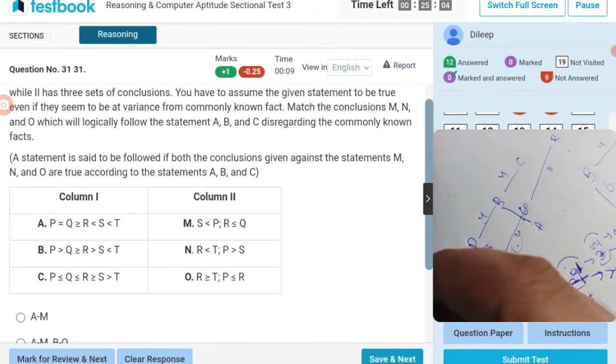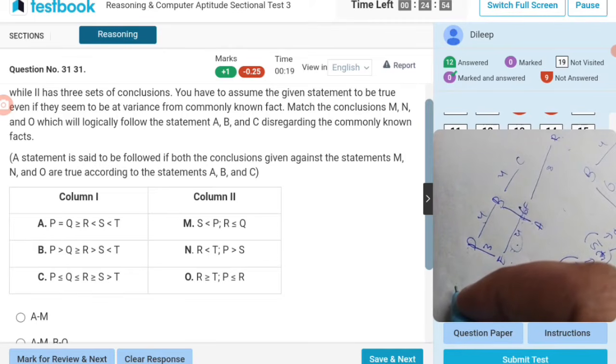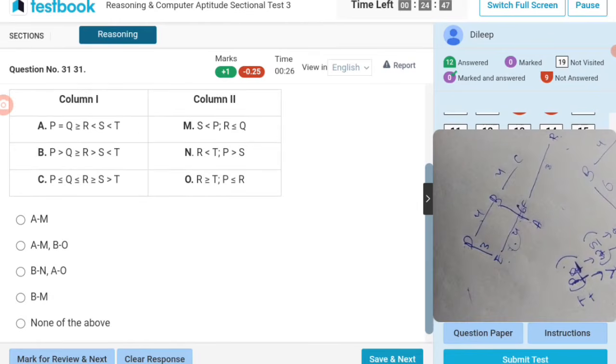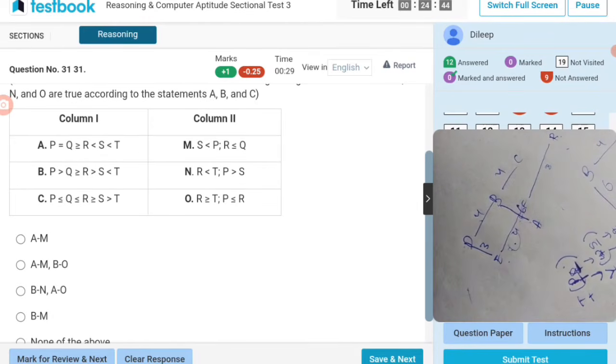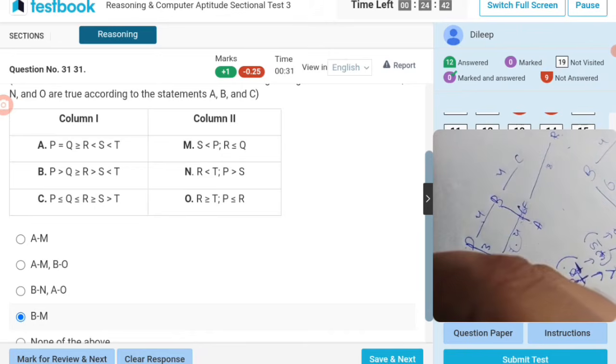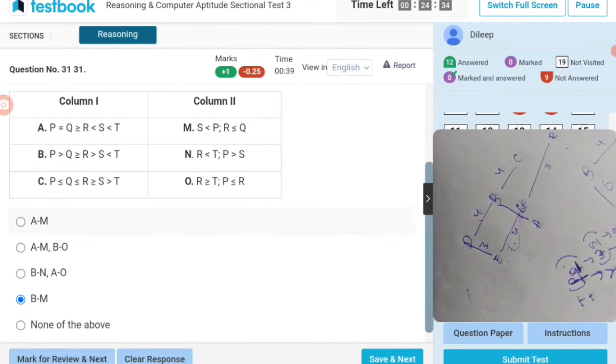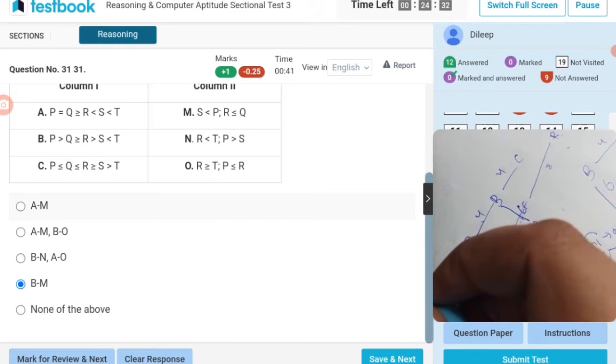A statement is said to be followed both conclusion against M and O. So S less than P, no. R less than T, P greater than or equal to S. No, A is not a combination with anyone. So BN or BM. We'll try B. BM means S less than P and or less than QS.